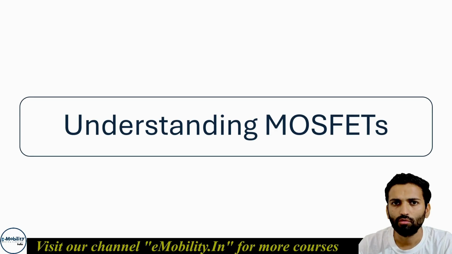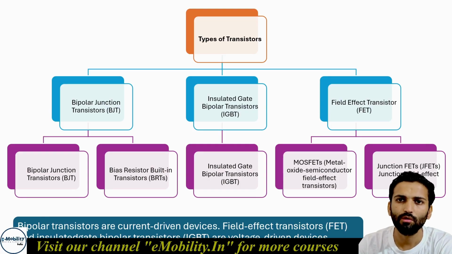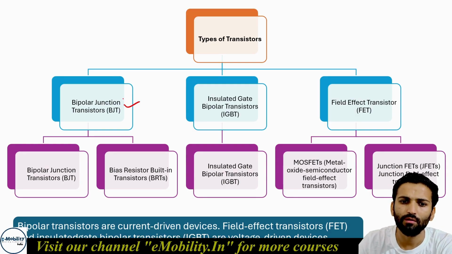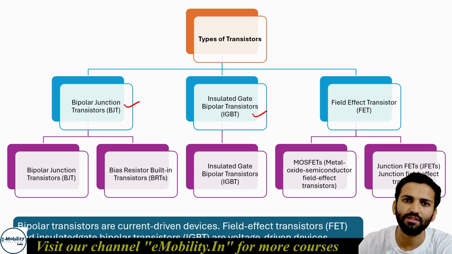So in this course, we are into the lecture where we will be understanding the MOSFET. There are different types of transistors which are being used all over the electronics industry. First is the bipolar junction transistor, which is known as BJT. Another one is the IGBT, whose full form is insulated gate bipolar transistor. Another one is the field effect transistor.